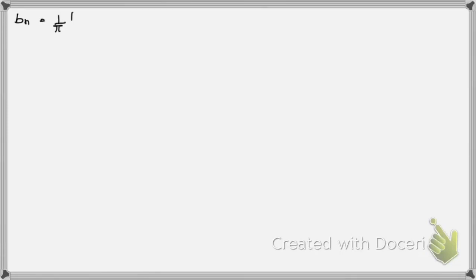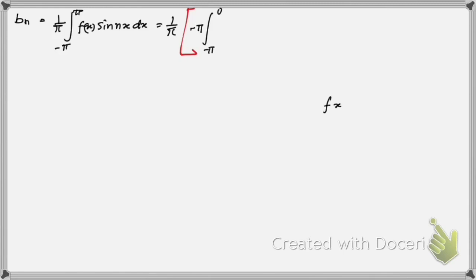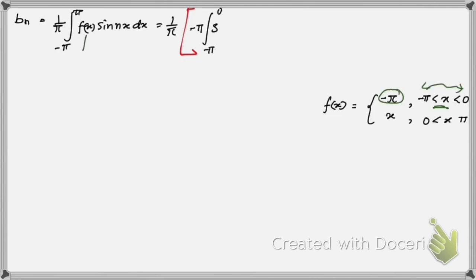So bn will be given by 1 by pi, again from minus pi to plus pi, f of x sin nx dx, right? Here this can be written with minus pi taken outside, because for x less than 0 and greater than minus pi, for minus pi to 0, f of x is minus pi. So f of x is replaced by minus pi, and this is taken outside the integral as it is a constant term. Then sin nx dx, and again from 0 to pi, where f of x is x, so x sin nx dx, right.